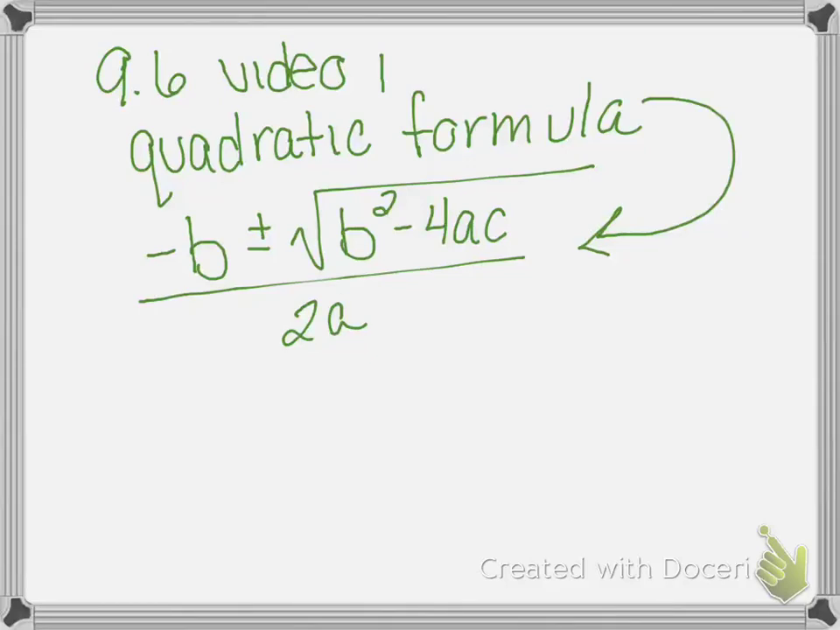So in 9.6, we're going to look at the quadratic formula. So you see that below. It is the opposite of b plus or minus the square root of b squared minus 4ac all over 2a. Now we use this formula when all of our other methods won't work.